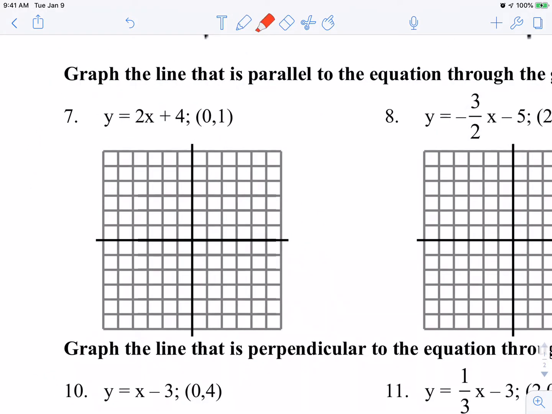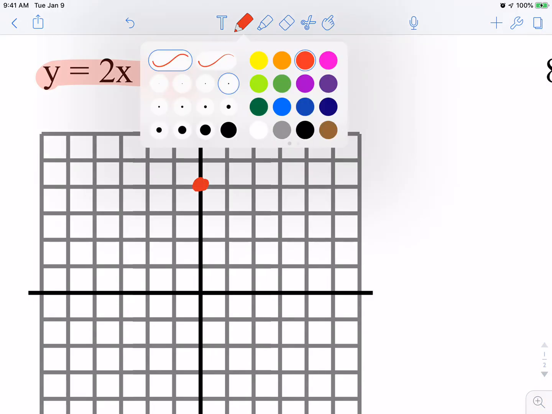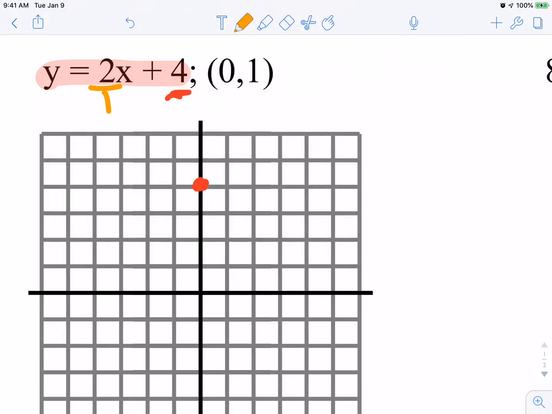So for example, on 7, first we're going to graph this line: y equals 2x plus 4. Remember, you always start with your number without the x. That's your y-intercept. So 1, 2, 3, 4. Put a dot right there. Your slope is 2 over 1. That means you go up 2 and right 1. So I'm going to go up 2, right 1. And there's my line.